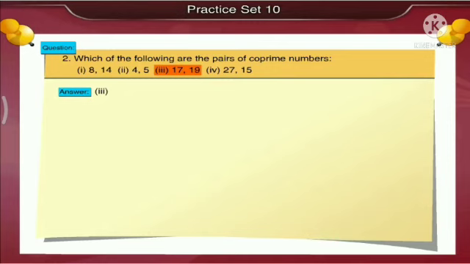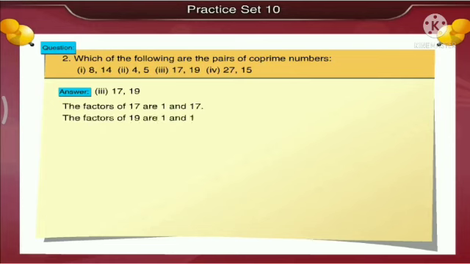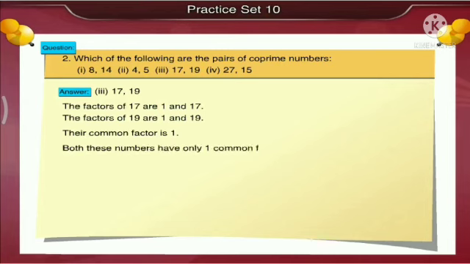Clear? Now next one, 17 and 19. Let us first write down the factors of 17. So what are the factors of 17? That is 1 and 17 itself. Factors of 19, that is 1 and 19. So the common factor in both the numbers is 1. So both these numbers have only one common factor, that is 1. So 17 and 19 is a pair of co-prime numbers.